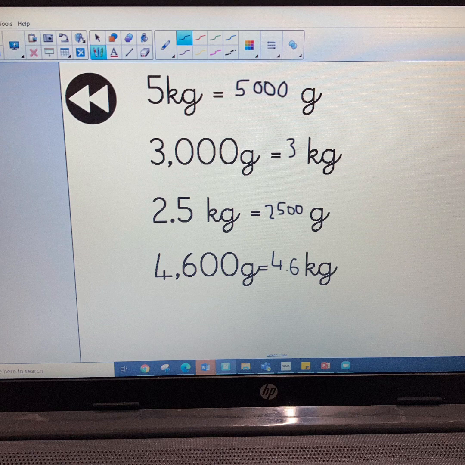So if 1 kilogram is 1,000 grams, we've times by 1,000, so 5 kilograms is 5,000 grams. This one then is going from grams to kilograms, so it's the other way around. So rather than timesing by 1,000, we need to divide by 1,000. So 3,000 divided by 1,000 is 3 kilograms. Next one, we're going from the big measurement to the small measurement, so we times. So 2.5 times 1,000 is 2,500. And the last one, we're going from the small measurement to the big measurement, so we are dividing. So 4,600 divided by 1,000 will be 4.6. Well done if we got those right.